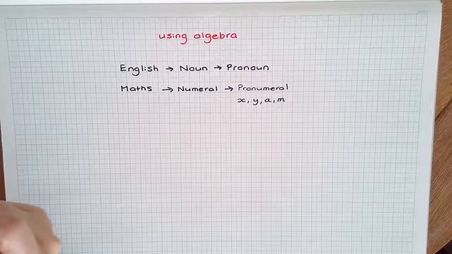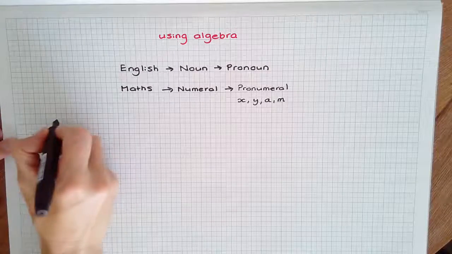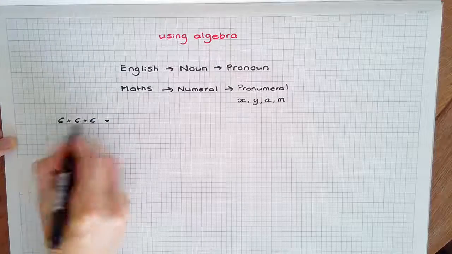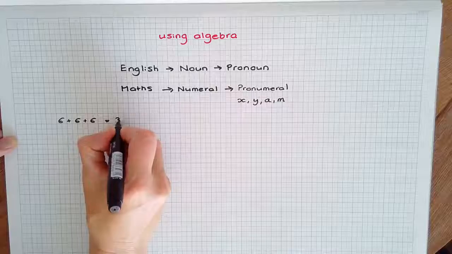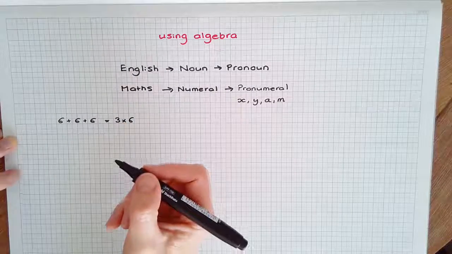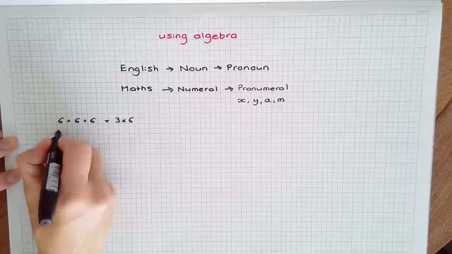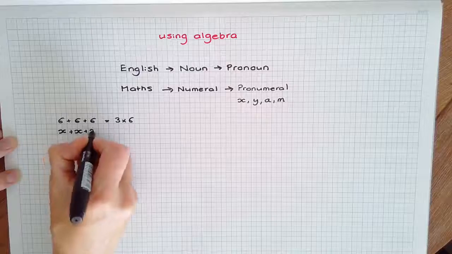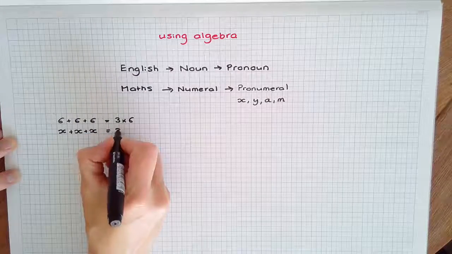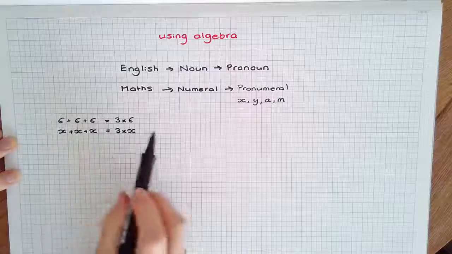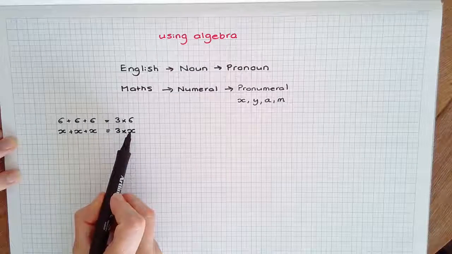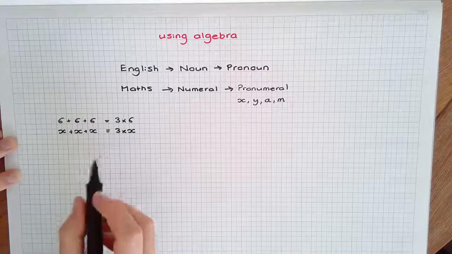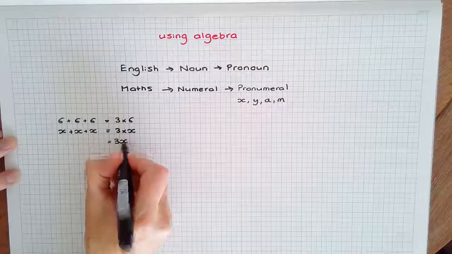Algebra follows the same rules as for number. Let's take the simple sum 6 + 6 + 6. In number, we know that we can rewrite this problem as a multiplication of 3 × 6. Similarly, in algebra, if the number is unknown, for instance, let's use the letter x representing an unknown number, x + x + x, we could rewrite it as 3 × x. In algebra, it does get confusing that we use x's for pronumerals and times signs, so we omit the times signs. So 3 × x would be written as 3x.